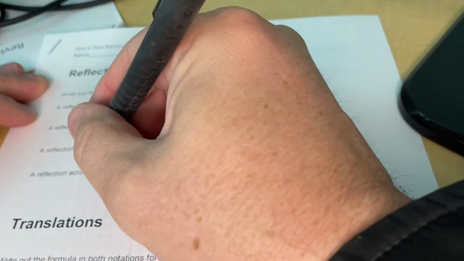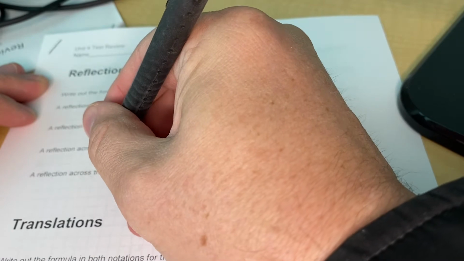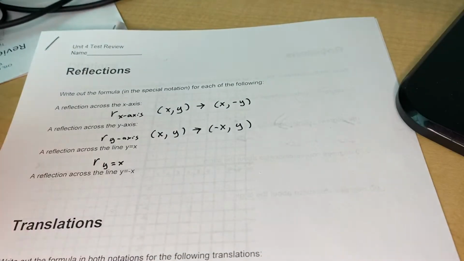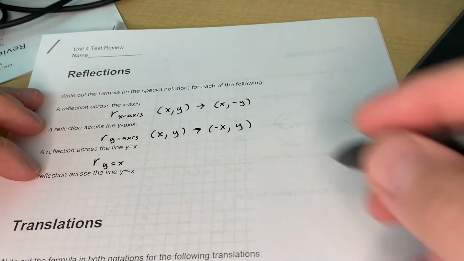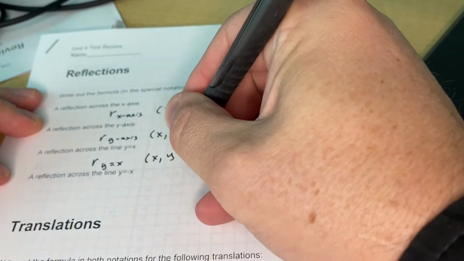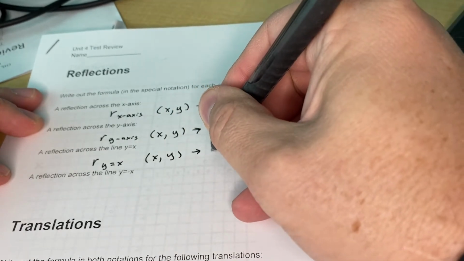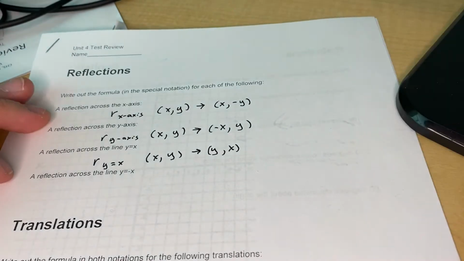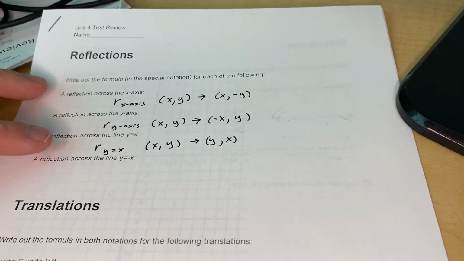A reflection across the line y equals x is r, and then in the subscript y equals x. Keep in mind, this is lowercase r. The rotation will be a capital. This is going to go from being (x, y) to being (y, x). We're going to see those values swap when we reflect across that line.